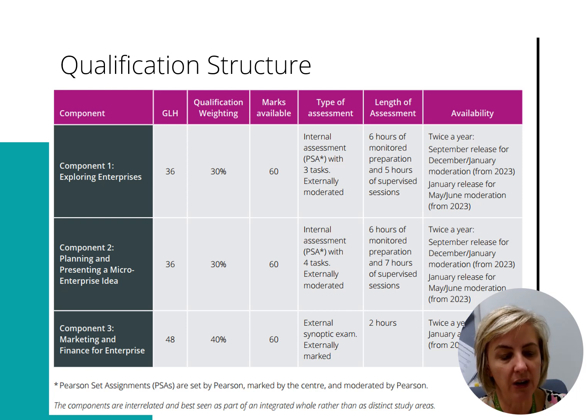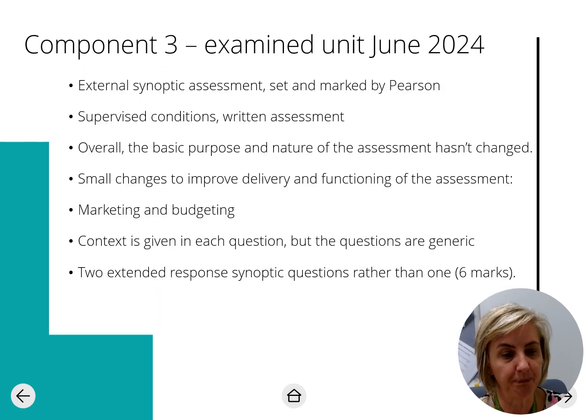And then the information I'm going to provide to you now is about the component 3 marketing and finance, which is the examined unit, a 2-hour exam paper that the students will sit in May time as part of the terminal assessment for this qualification. So component 1 and 2 have been sat in school, and component 3 is the exam unit, and this will be tested for the students in their mock examination that's happening end of November, December.